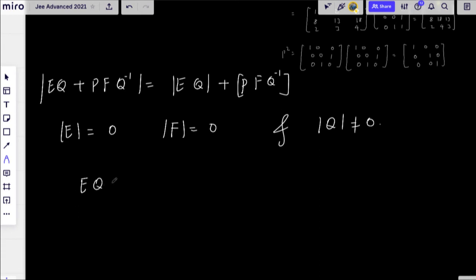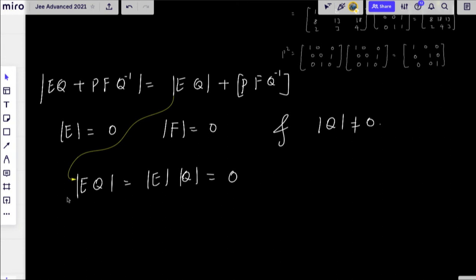So mod EQ is equal to, one can recall, mod E into mod Q separately, right? And as mod E is 0, mod EQ we can write as 0. So this option is 0. It's okay, nothing to see over here. This part is undoubtedly 0, right? So EQ becomes 0, mod of EQ is 0, right?